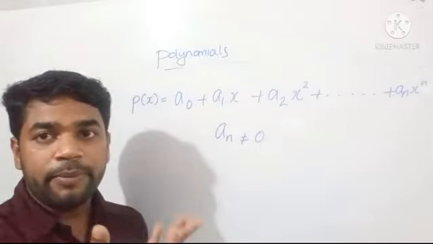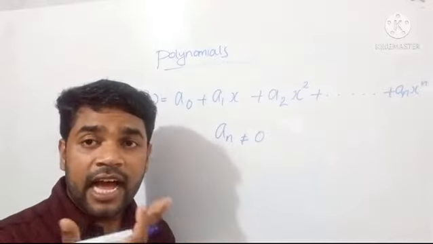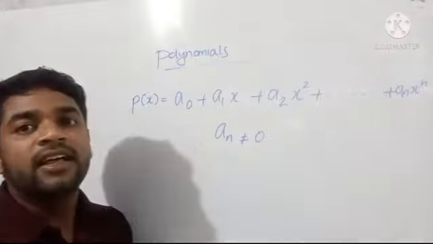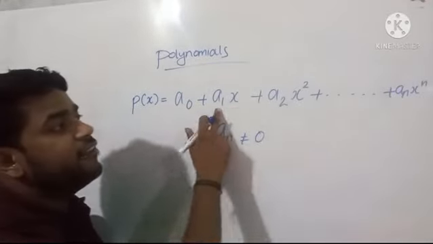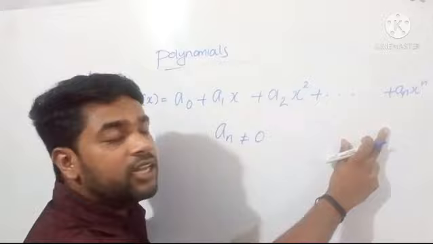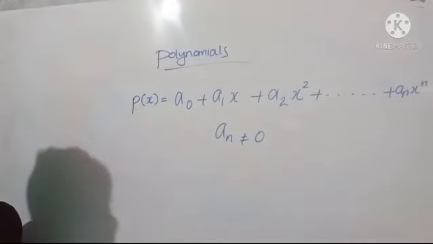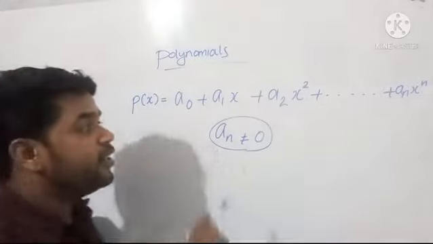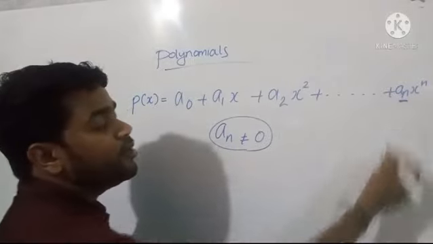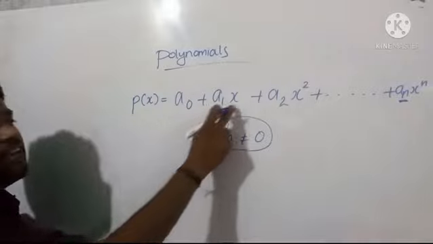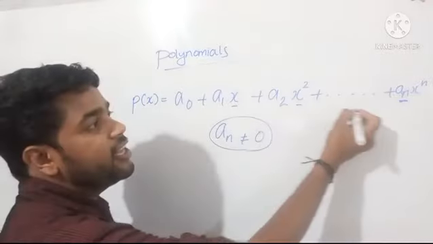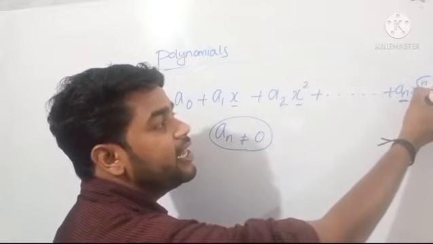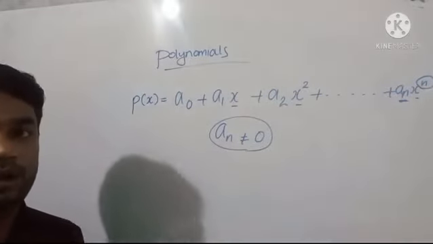Do you know what I mean by real numbers? Real numbers are the collection of rational and irrational numbers. So a0, a1, a2, up to an are real numbers. And here the condition is that an is a non-zero number. Here the variable is x, and the degree of this polynomial is n, so it is an nth degree polynomial.